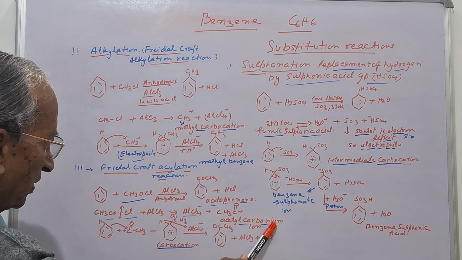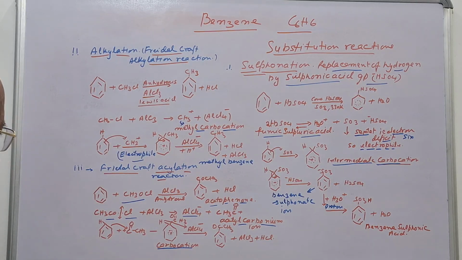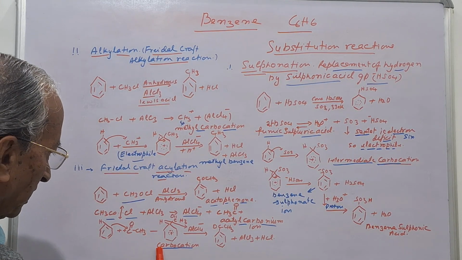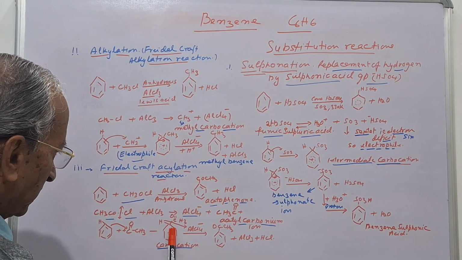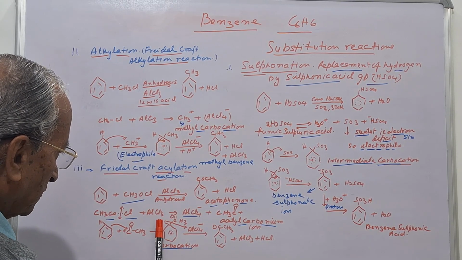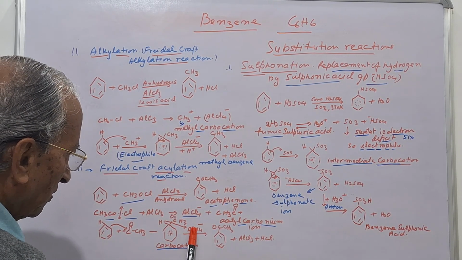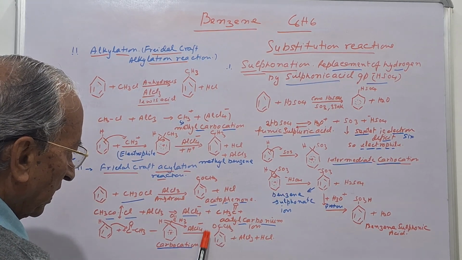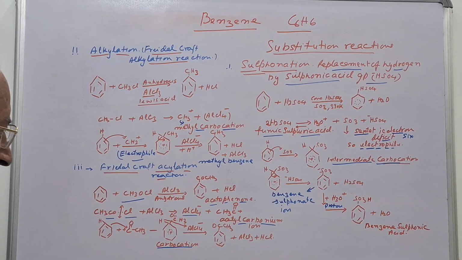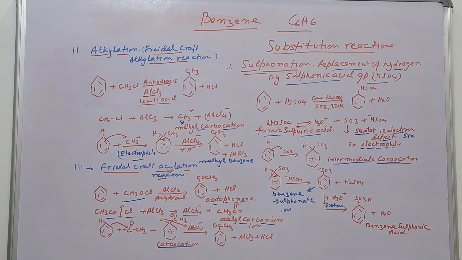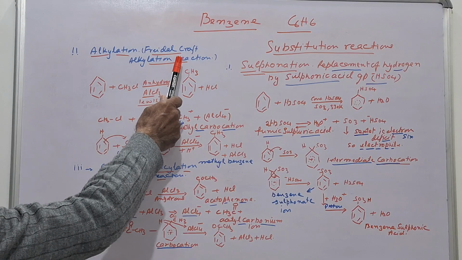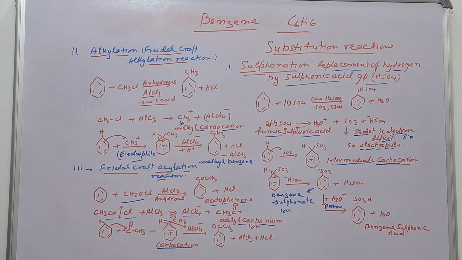This acetyl carbonium ion attacks the benzene and forms an intermediate carbocation, and this intermediate carbocation loses one hydrogen atom, gives the aluminum anion to form aluminum chloride and HCl, and again acetophenone is formed. So this is the sulfonation reaction, alkylation and the acetylation.